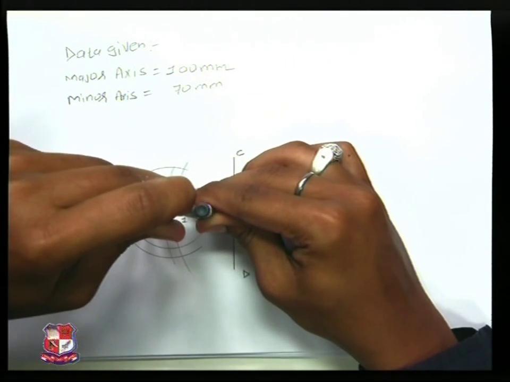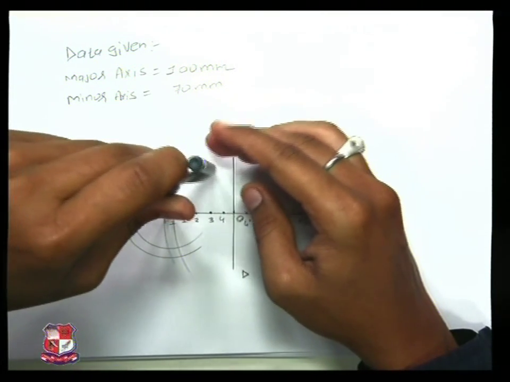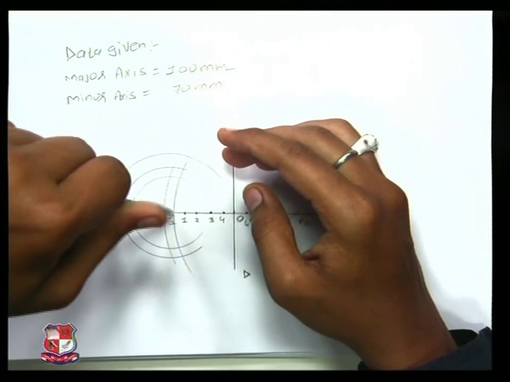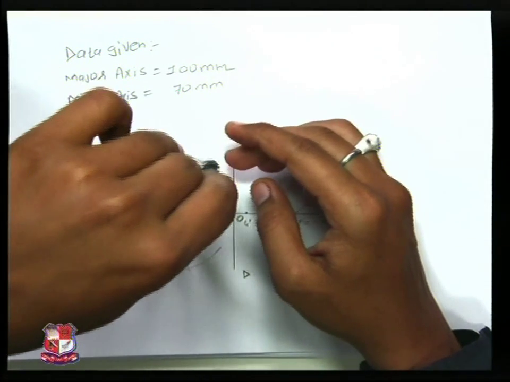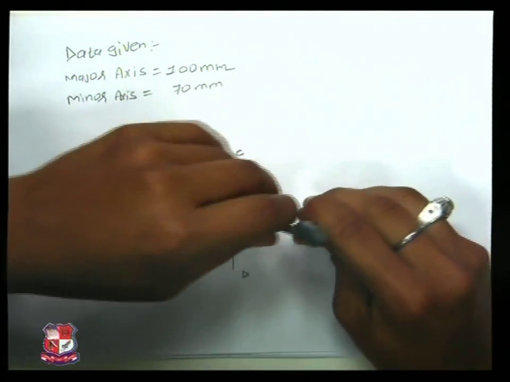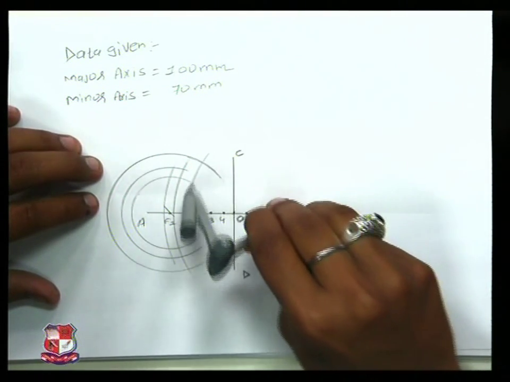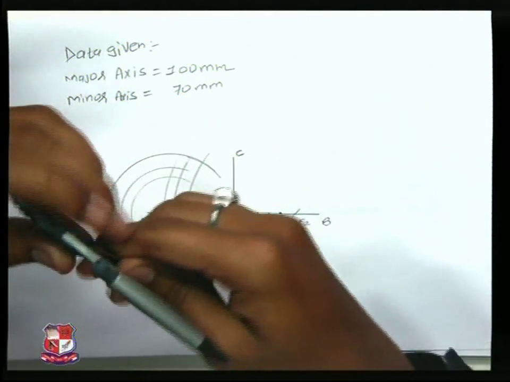Accordingly, A3 as radius, center would be F1 only. On the A side it would be F1 only, on the F2 side it would be B only. B3 as radius, F2 as center. Draw an intersecting arc like this.